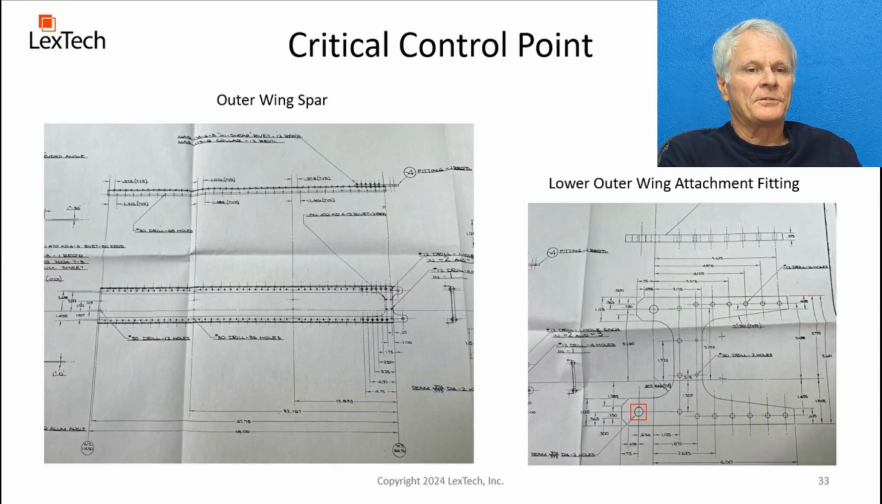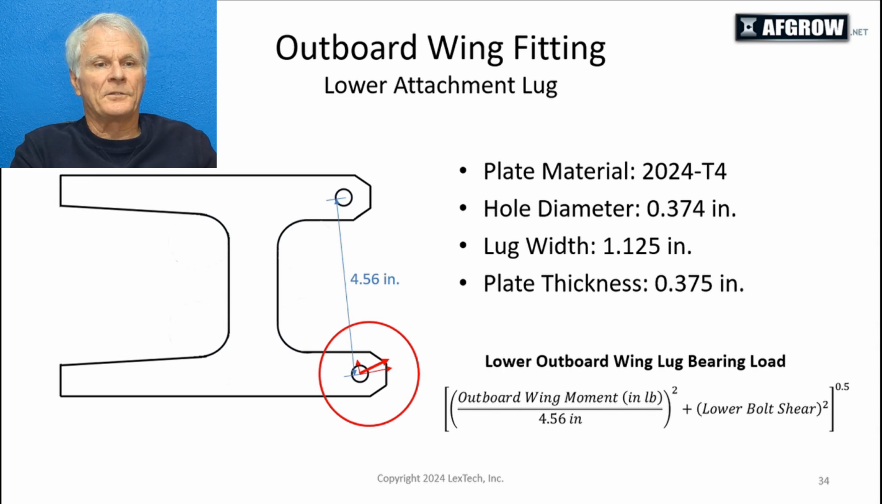So here's some pictures. I don't know how well they came through, but this is showing the outboard wing spar and the fitting with the lug attached, so you can see the dimensions there. Now here's a more simplified picture calculating that pin load using the wing shear, and then the moment you calculate the total load, and then we can relate that right back to G loading if you know what the weight of the airplane is.